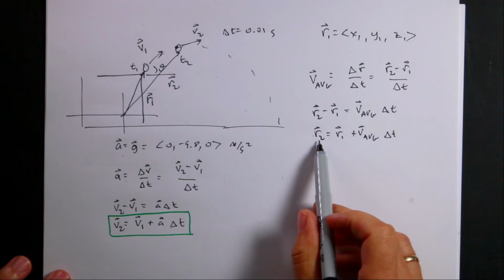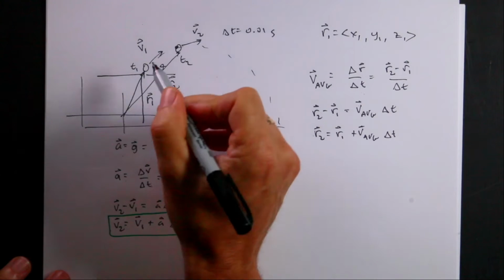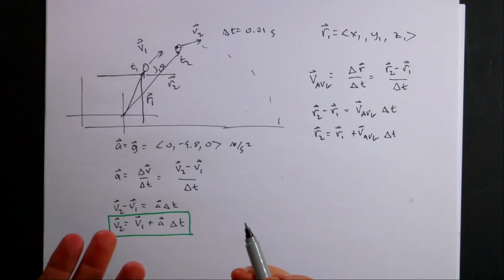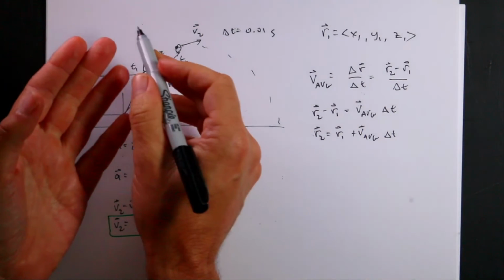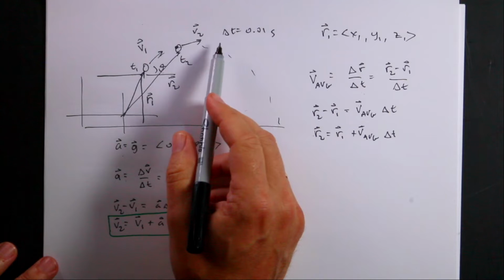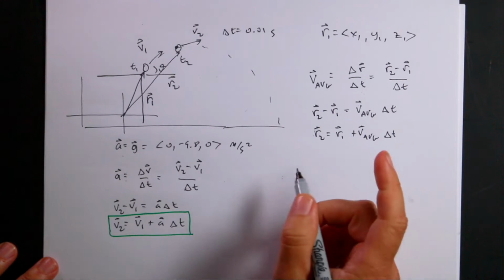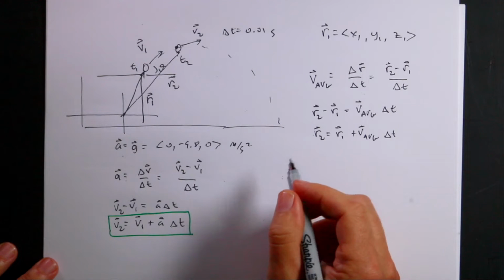Okay, so what this says is if I know the average velocity from here to there, which I technically could get, right, because I just calculated the final velocity. If I know the average velocity, I could use that to find the new position after 0.01 seconds. But I want to make it a little bit easier.